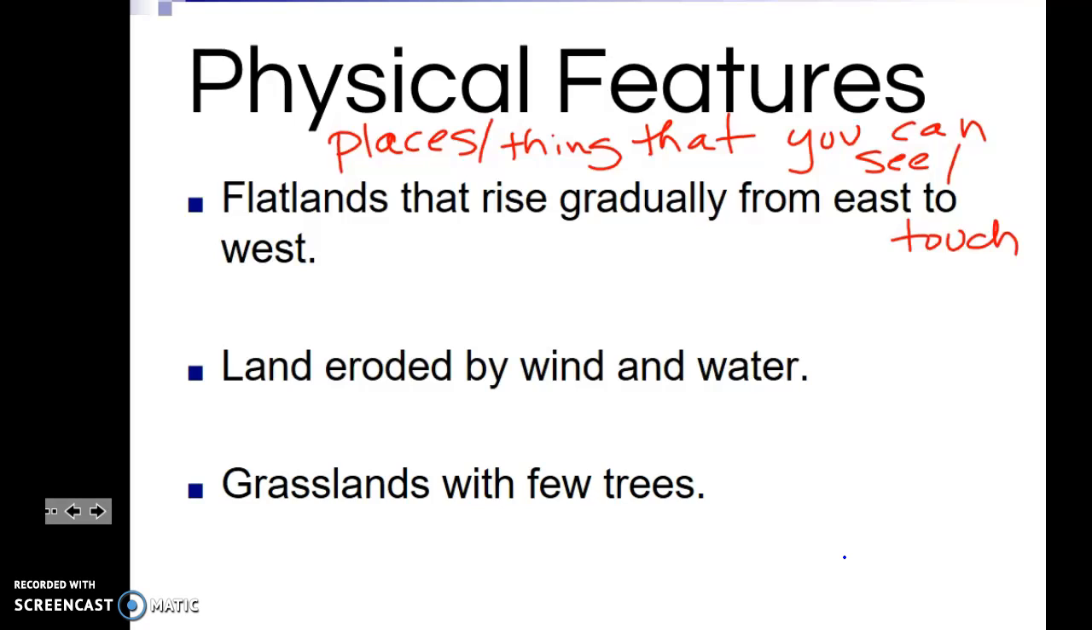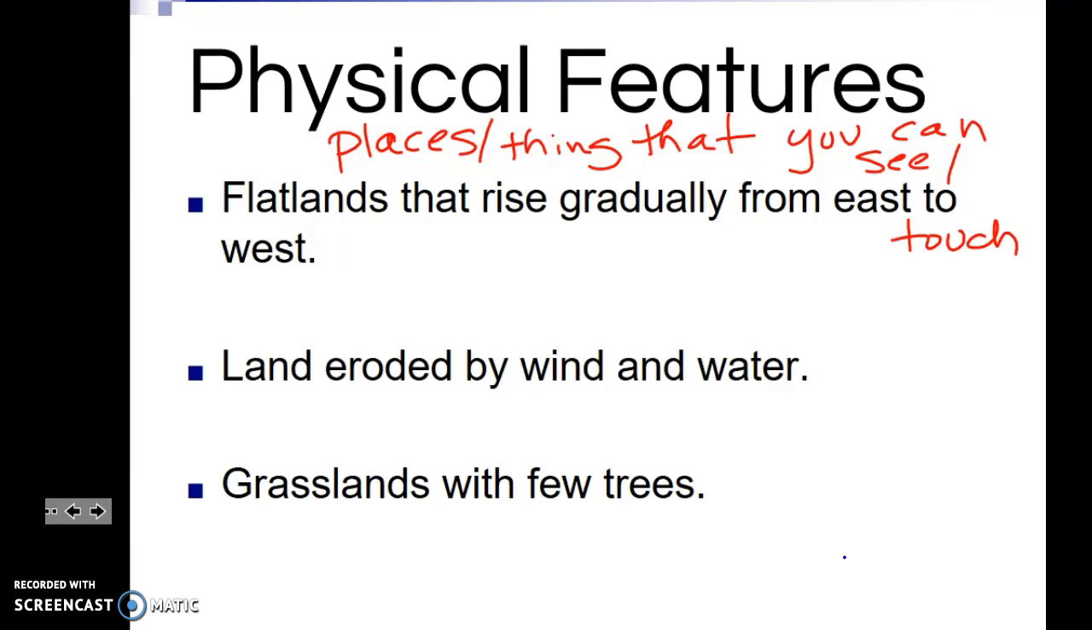So the physical features of the Great Plains consist of flatlands that rise gradually from east to west. So it's a gradual flatland. A vast expanse, very beautiful. Prairies, grasslands, you name it. Also about the physical features is it has land that's eroded by wind and water. There are a lot of floods, a lot of tornadoes, a lot of windstorms, a lot of dust storms that happen out on the Great Plains. And that can be very difficult for the settlers and people who currently live there. So erosion basically means the wearing away of soil.